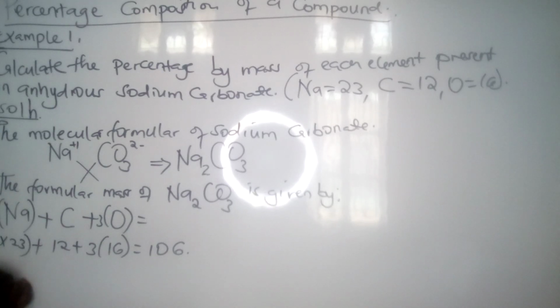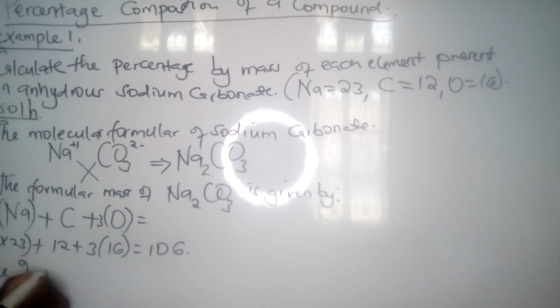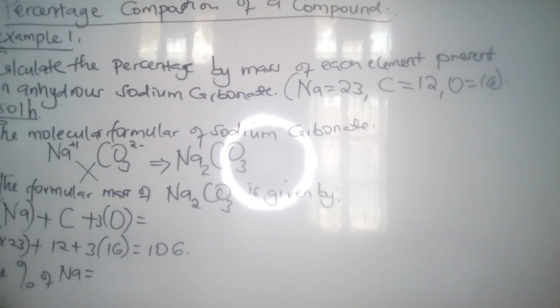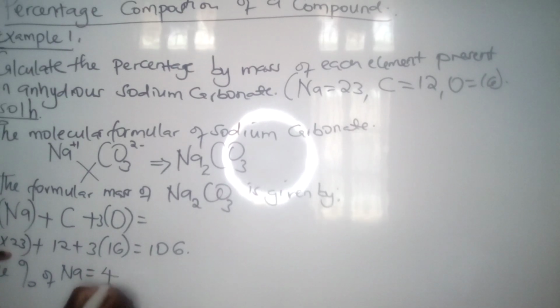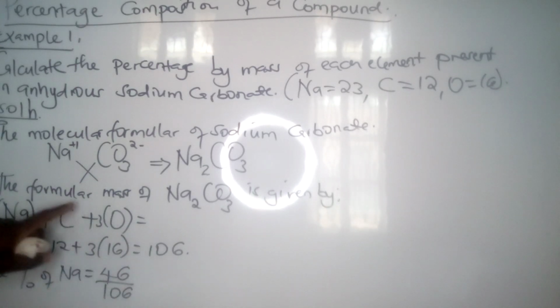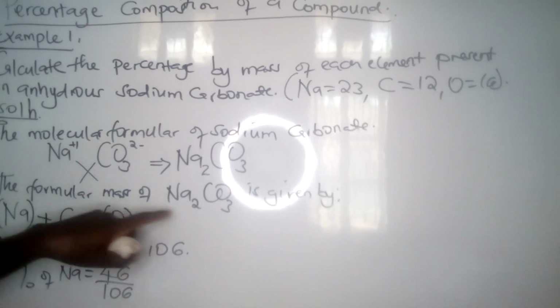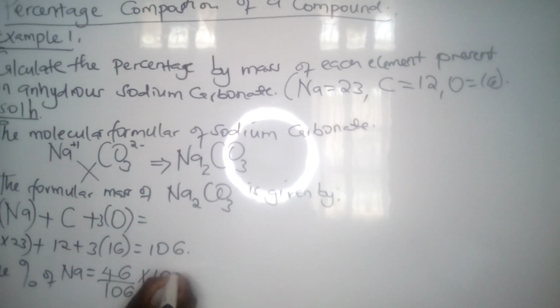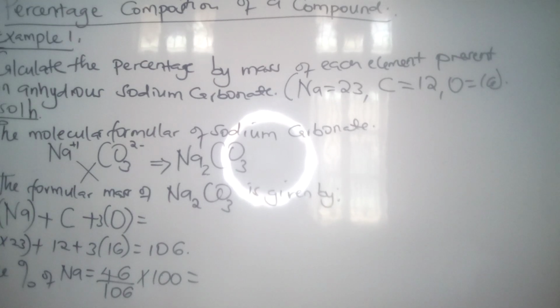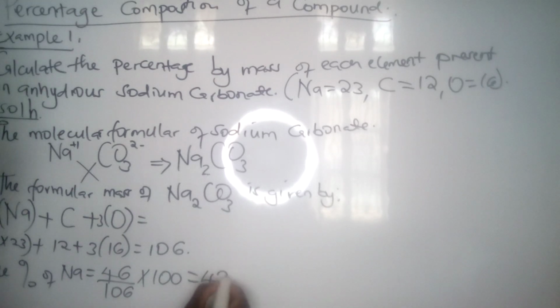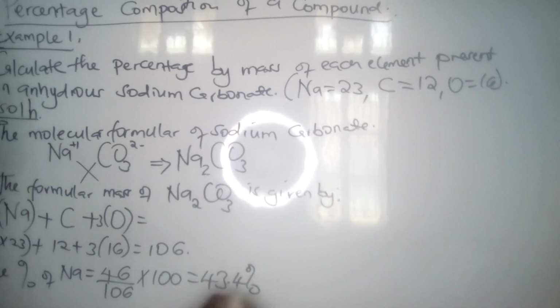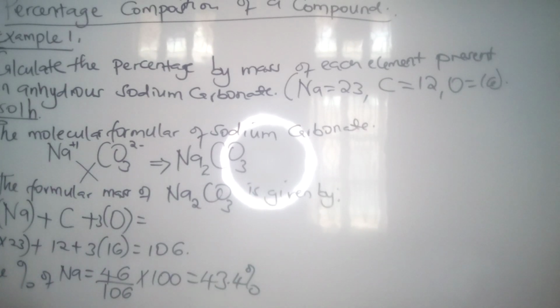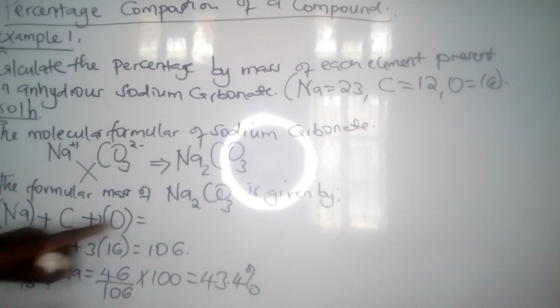So the percentage of sodium is equal to, because there are 2, we are going to multiply it by 2. So we have 46 out of 106, that is divided by the formula mass of sodium carbonate, which is 106. We multiply by 100. Using our calculator, we'll find out the answer to be 43.4%.